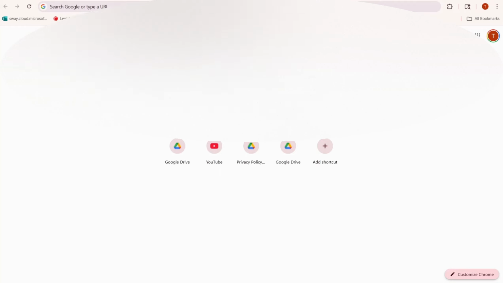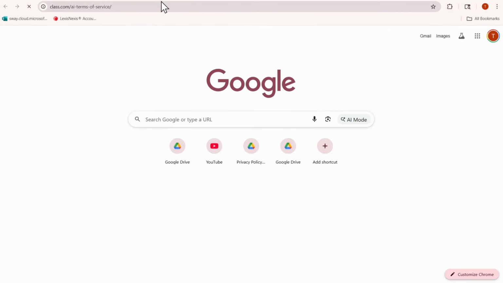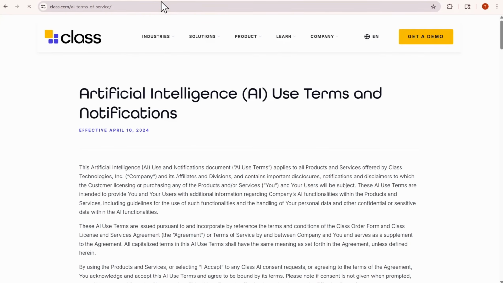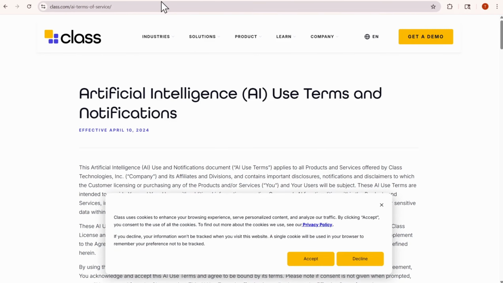Today's review, we're going to be looking at some AI terms. So the AI terms for today are related to an organization called Class. Now these terms, interesting. The name of this document is Artificial Intelligence Use Terms and Notifications.